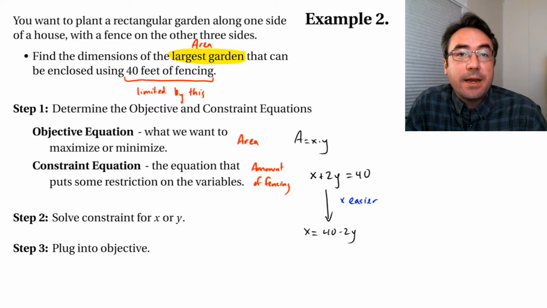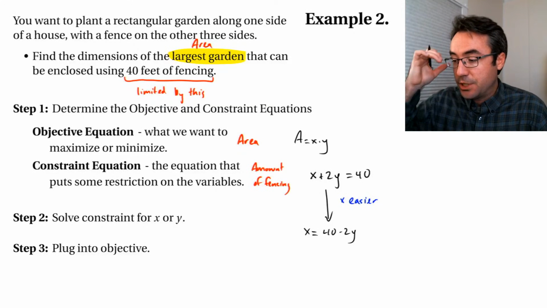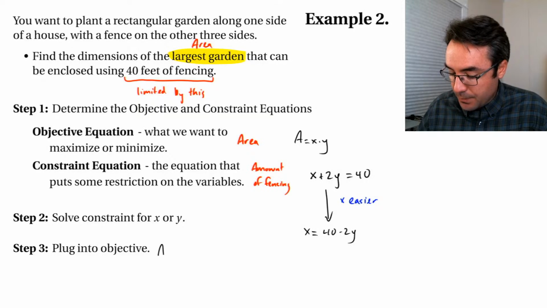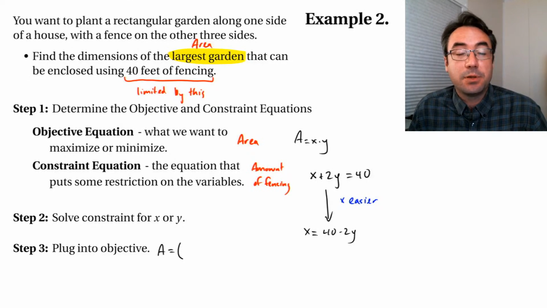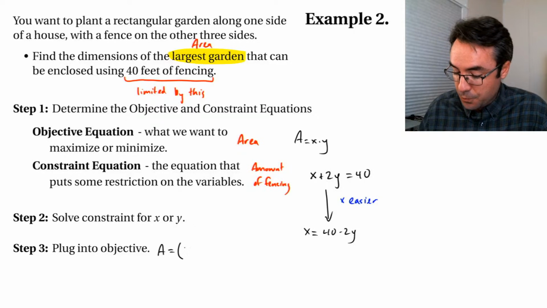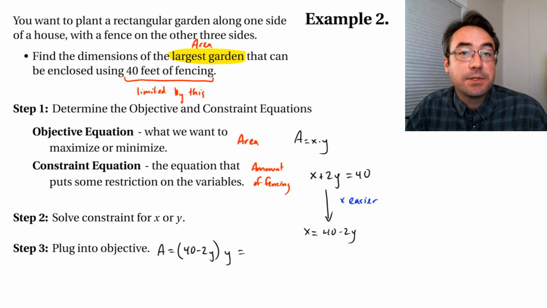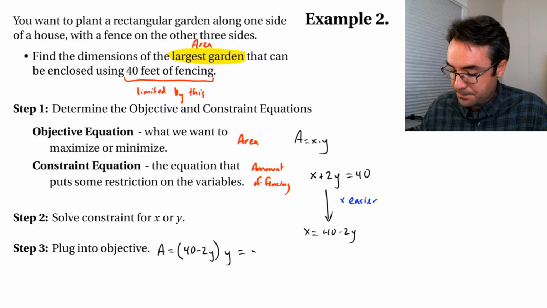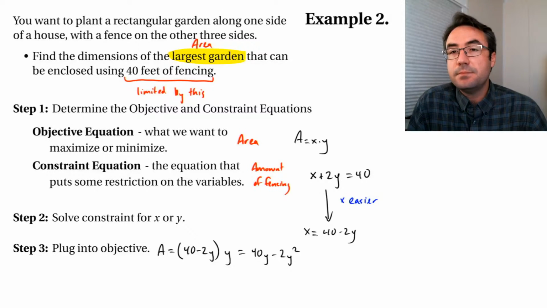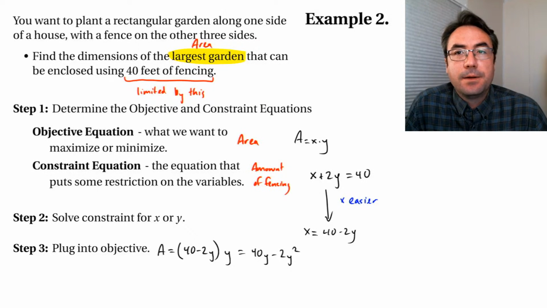And then we're going to plug that into our objective equation. So we get area is equal to, instead of x, we're going to plug in that 40 minus 2y. And we're going to end up doing some calculus with this, so let's multiply things out. So we get 40y minus 2y squared. So there is our objective equation with the constraint plugged in.